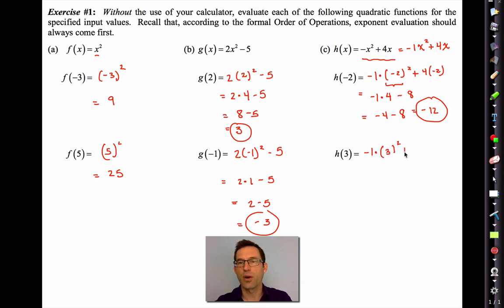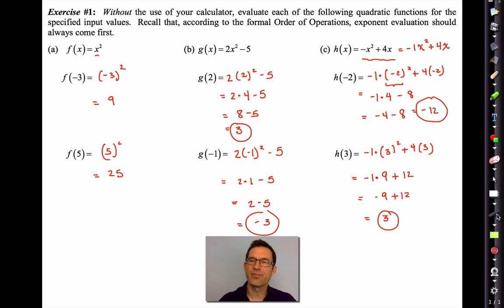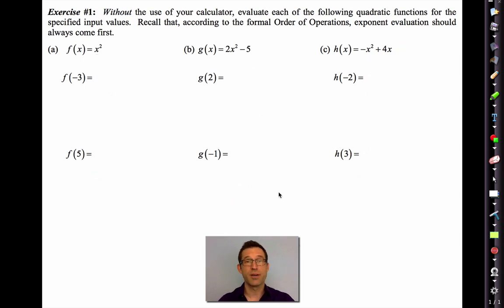Let me do this one as well. Negative 1 times 3 squared plus 4 times 3. Again, negative 1 times 9 plus 12 gives me negative 9 plus 12 gives me a positive 3. Apparently, I like the number 3 a lot in this exercise. All right, so just a little order of operations, making sure that we're ready for quadratic functions and all they bring. Pause the video now and write down anything you need to. All right, let's get rid of it. And let's move on.